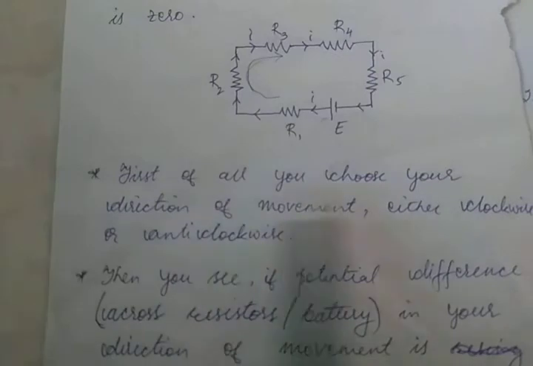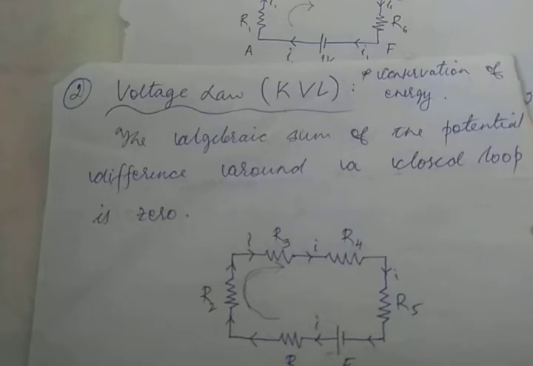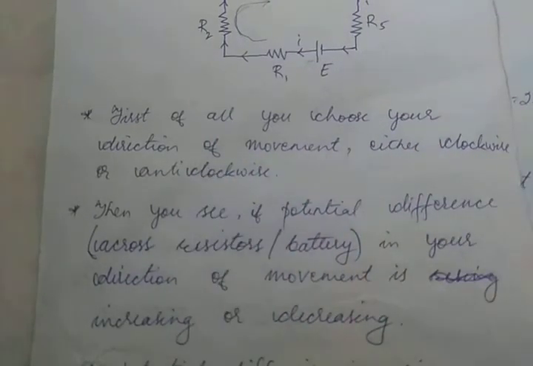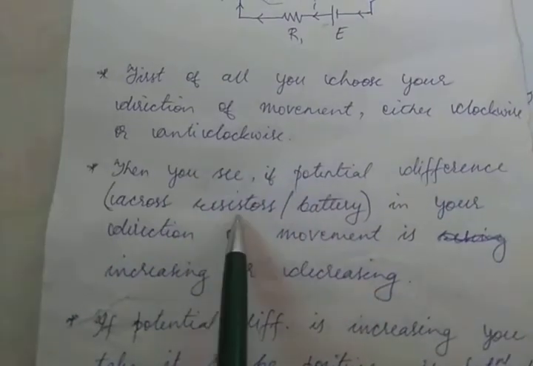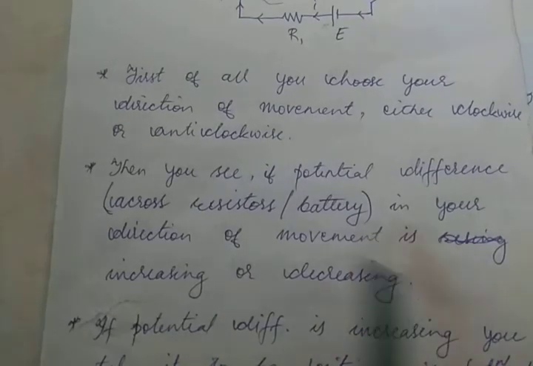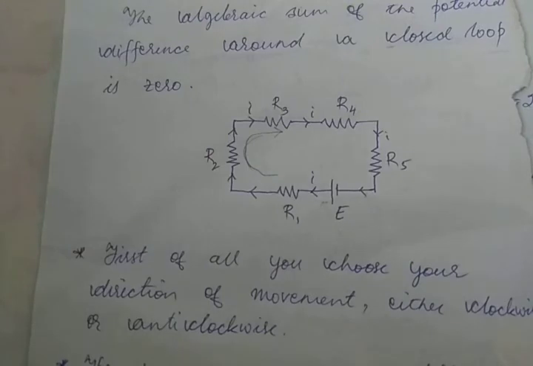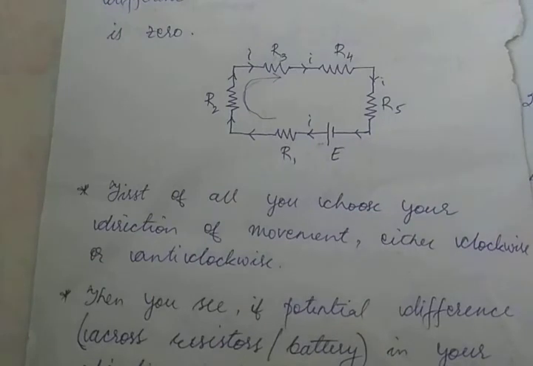All right, so first thing is fulfilled. These are only the conditions. If you are to write the statement, this is the statement, remember. Okay, and these are only for your understanding that I've written over here. So we are done with this. We have chosen clockwise direction of movement. Then you see if potential difference across resistors or battery in your direction of movement, whether the potential difference is increasing or decreasing. Now you have to be very careful with this. See, how do you understand whether potential difference in your direction of movement is increasing or decreasing? How do you know that?